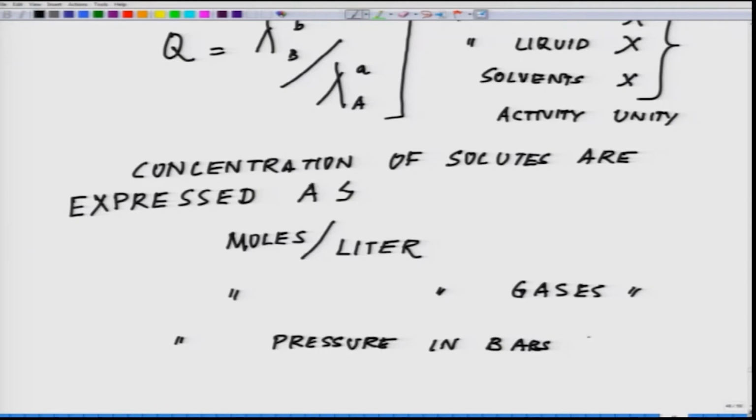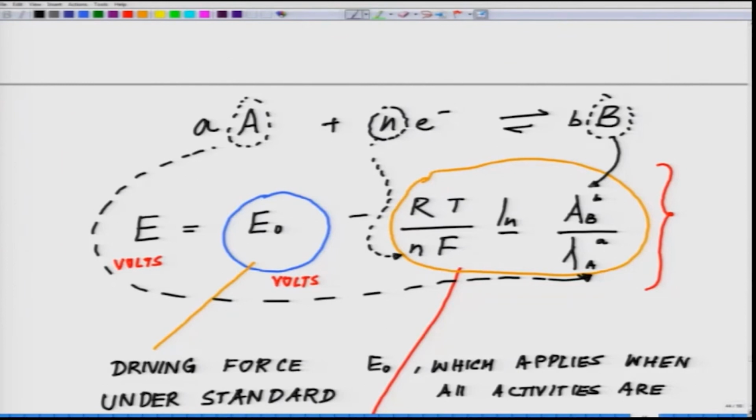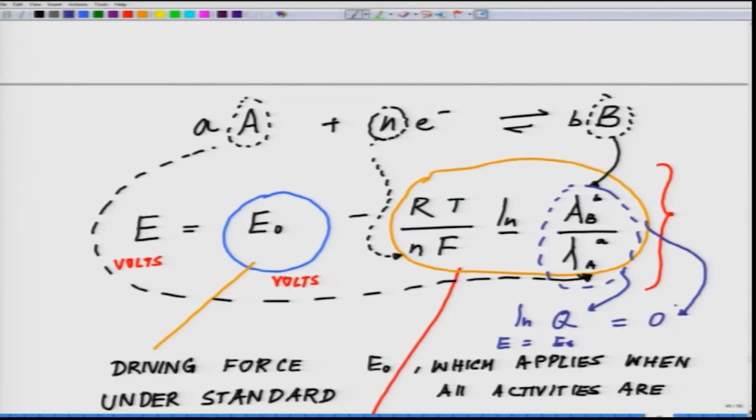Okay, so keep this in mind, and when all activities are unity, Q is equal to 1. If Q is equal to 1, as I was telling you, then the natural log of Q is equal to 0, and that will give you E is equal to E0. So, now if you look at this equation, this is the term we are talking about. If this whole thing becomes unity, then the natural log ln of, if I denote this by Q, that becomes 0, and in that situation your E is equal to E0, because this whole term will become 0. So, keep that in mind.